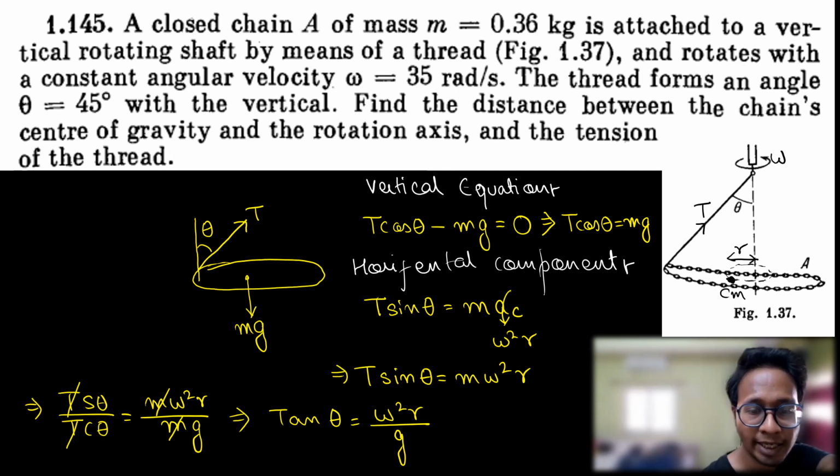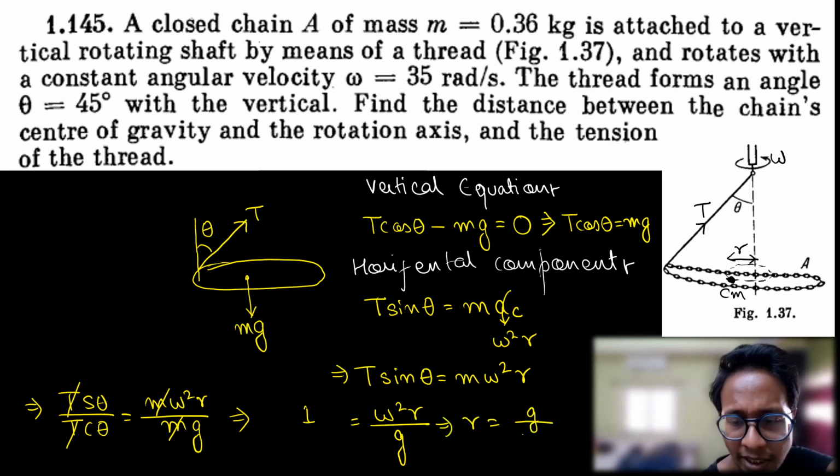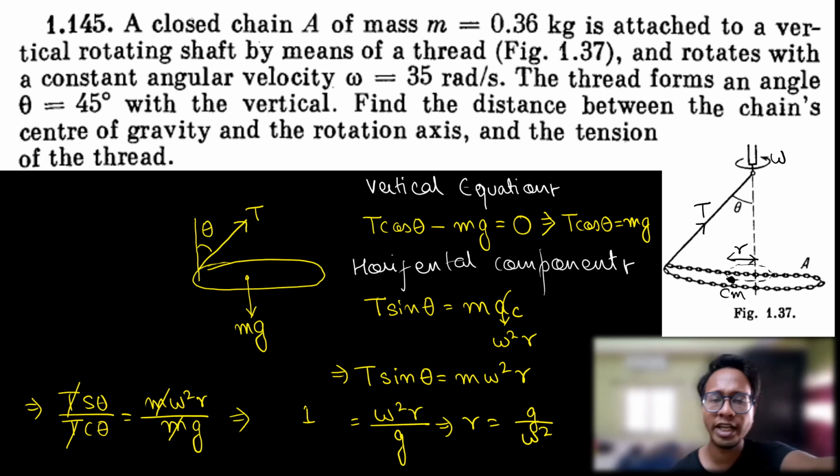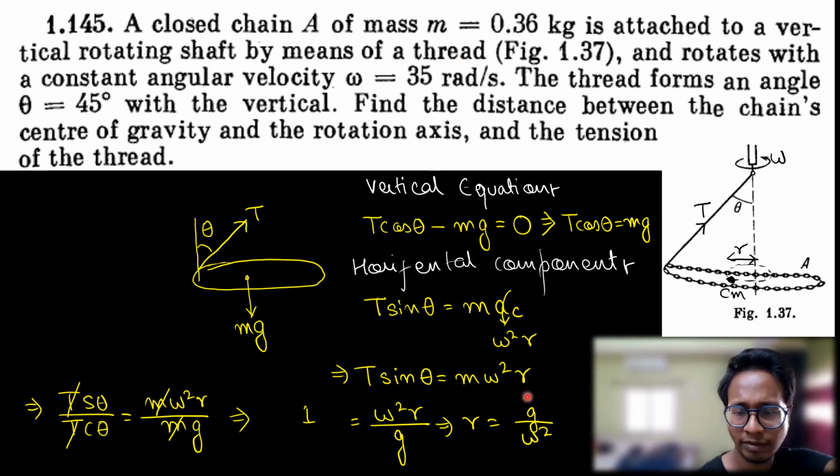Now theta is given as 45 degrees. So this would be tan 45, and what is the value of tan 45? Tan 45 is nothing but 1. So this entire term would be 1 equals omega squared r by g. If I take the g to the left hand side, r equals g by omega squared, where g is 9.81 and omega is 35. That is given in the question. So substitute the values and get the value of r.